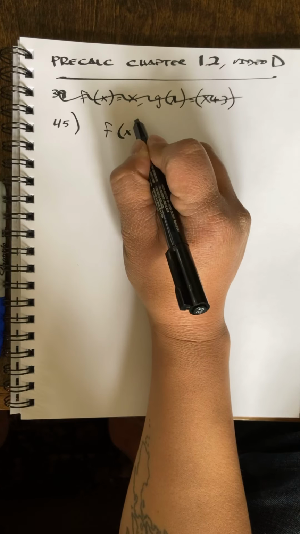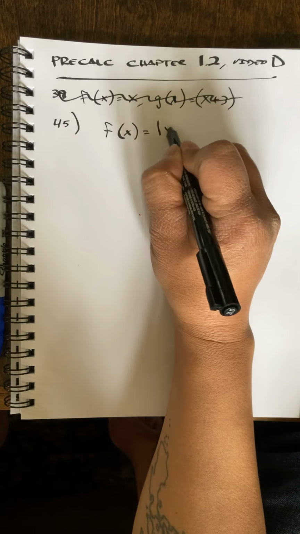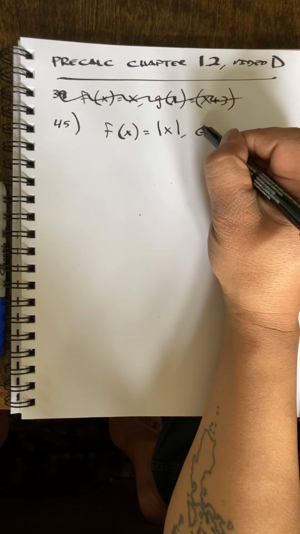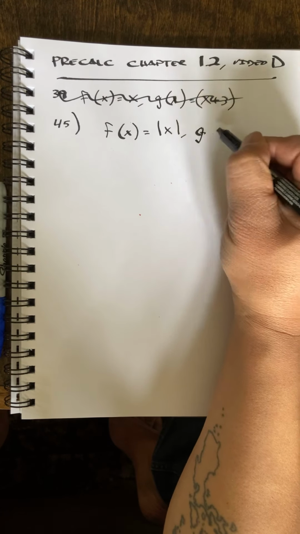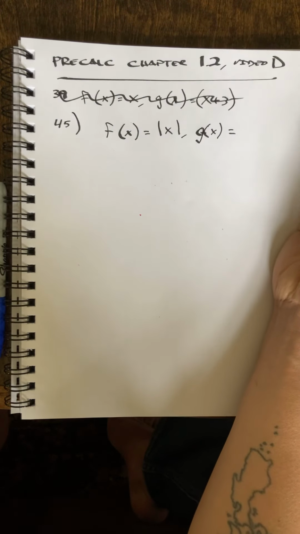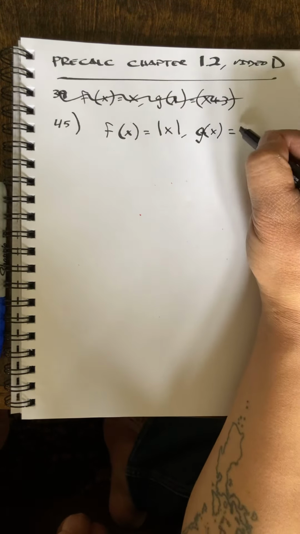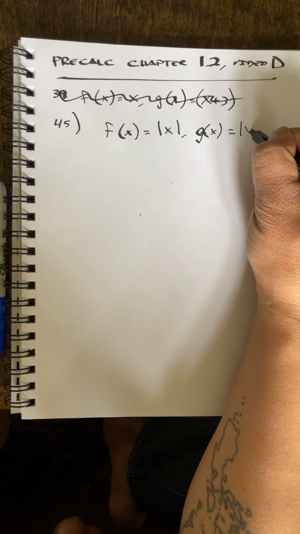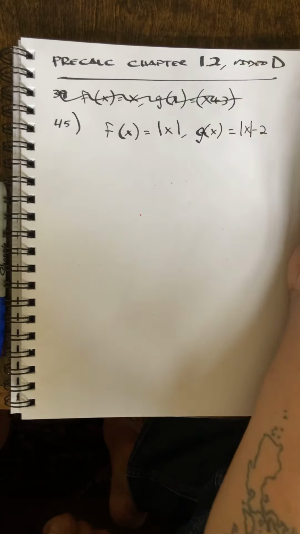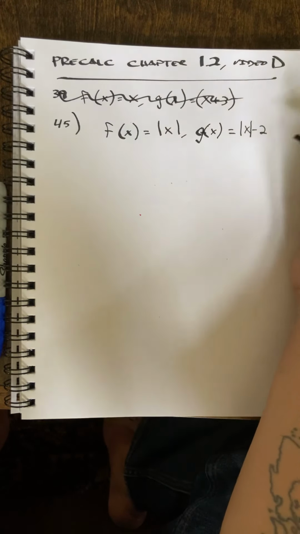f of x equals absolute value of x, and g of x, oops, why did I do capital G? It's an old habit. g of x equals absolute value of x and then minus 2. The minus 2 is on the outside of the absolute value.